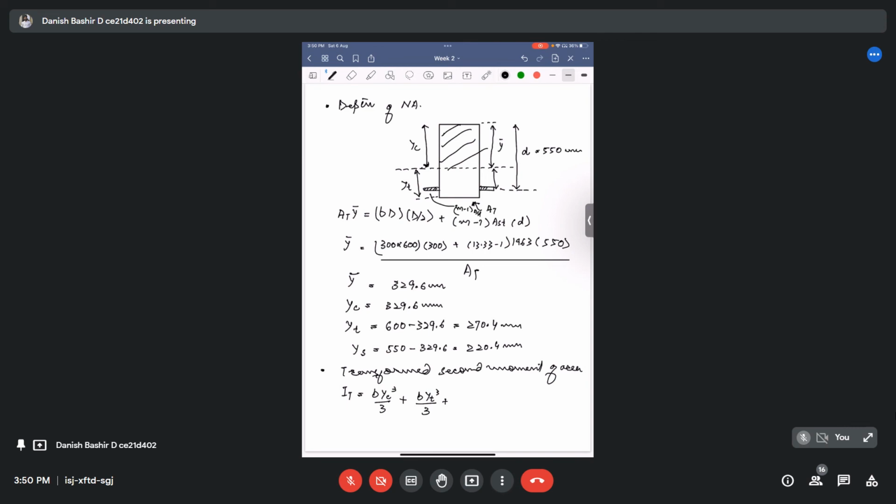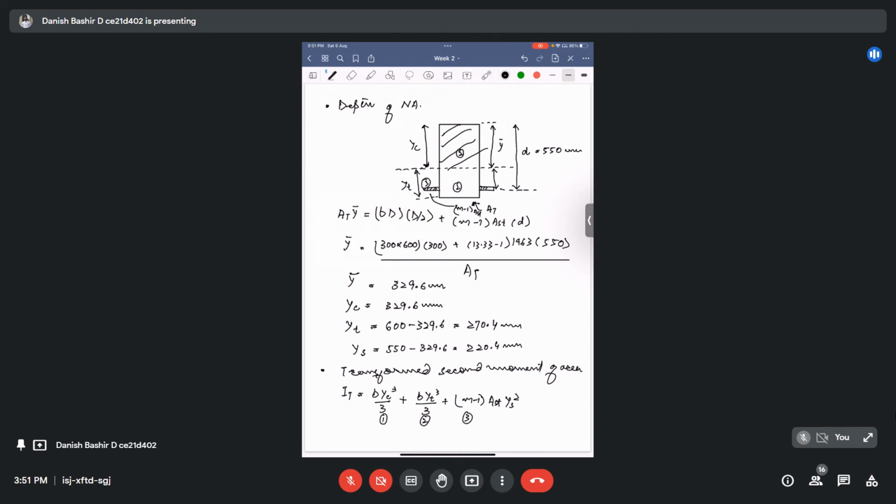This is one part. This is second part. This is third part. We wrote for the first part, we wrote for the second part. Now this is for the third part: m minus 1, Ast, multiplied by y square. This is the central distance of this equivalent area from the neutral axis.